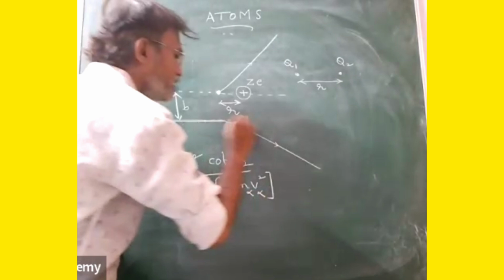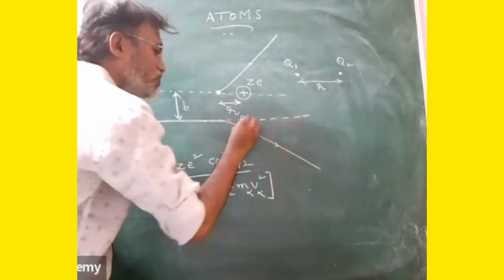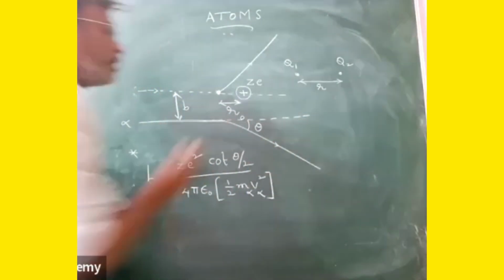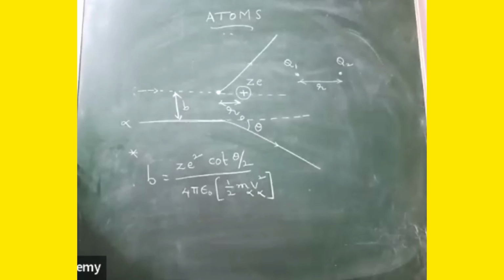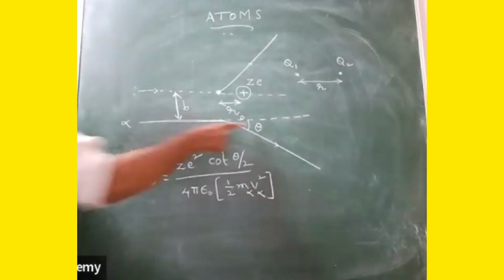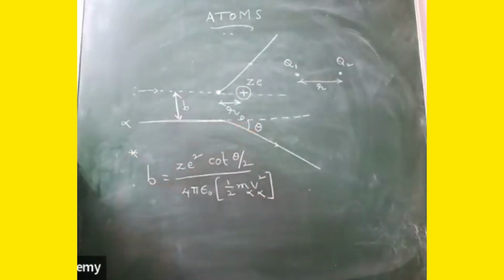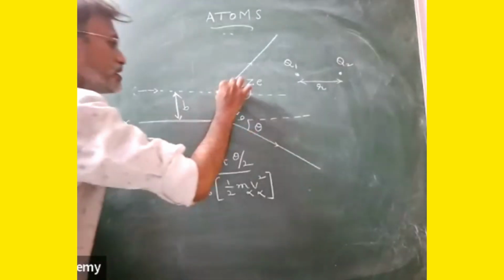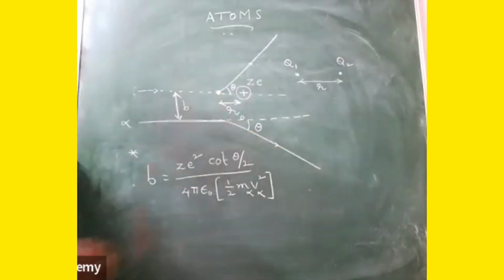For example, this is the actual direction. With the actual direction, how much the particle can be deviated, how much it can be scattered, that is the scattering angle. Theta is the scattering angle. Like this we considered, and here also, this is the scattering angle theta. So this impact parameter depends on scattering angle. Remember, this is one of the important points.